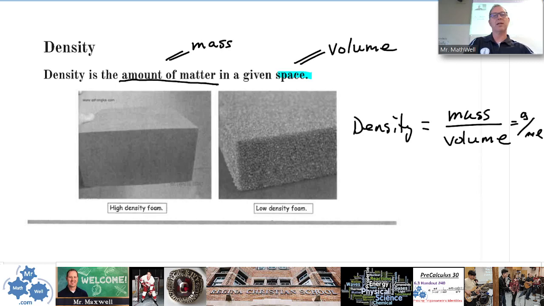So density, if you took grams and you divided it by milliliters, then the density units would be grams per milliliter, and they could be other units as well. Okay? But it's mass divided by volume. Any questions?